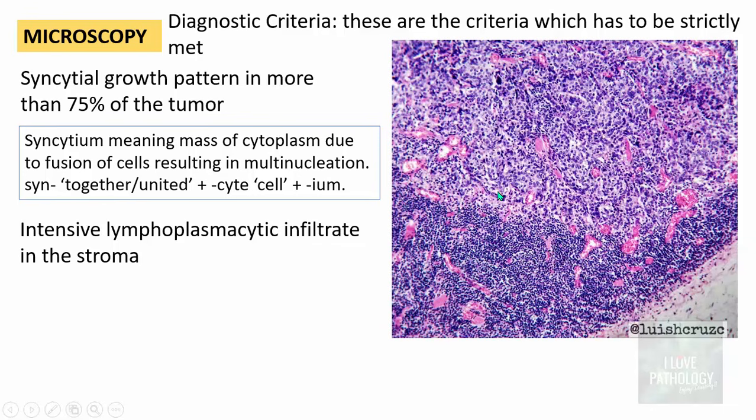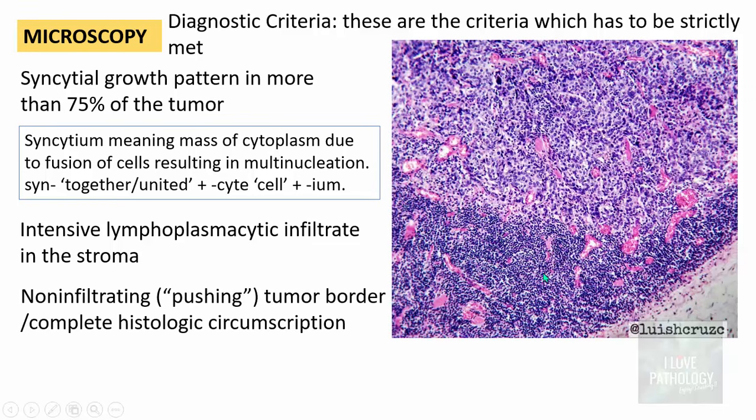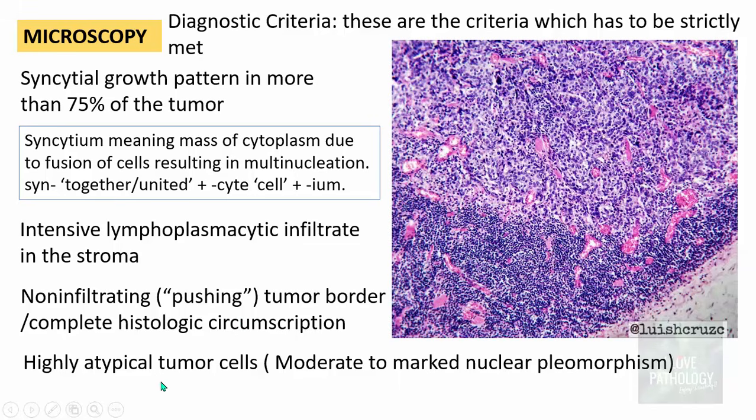Another characteristic feature is intense lymphoplasmacytic infiltrate in the stroma. You can make out all these blue dots are lymphoplasmacytic infiltrate, and the borders are non-infiltrating, unlike in a regular invasive carcinoma. It's also referred to as a pushing tumor border, and that results in complete histologic circumscription. You have highly atypical tumor cells. The nuclear features are very predominant, with moderate to marked nuclear pleomorphism. But remember, there will be no glandular structures or tubular structures.